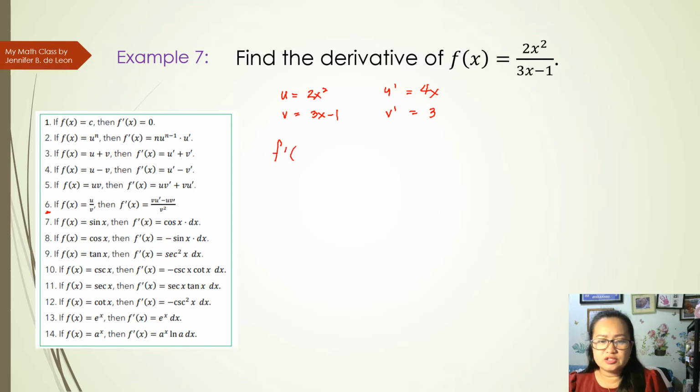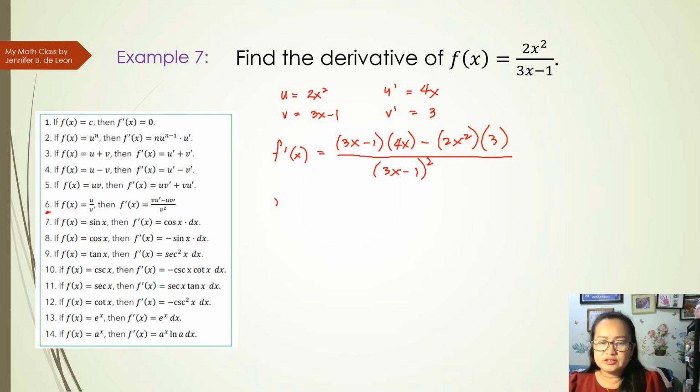Now applying the rule, we will have vu prime. So that means we have to multiply 3x minus 1 times 4x minus u, that is 2x squared, then v prime, that is 3, all over 3x minus 1 raised to the second power. Now apply the distributive property, so we will have 12x squared minus 4x minus 6x squared all over the square of 3x minus 1.